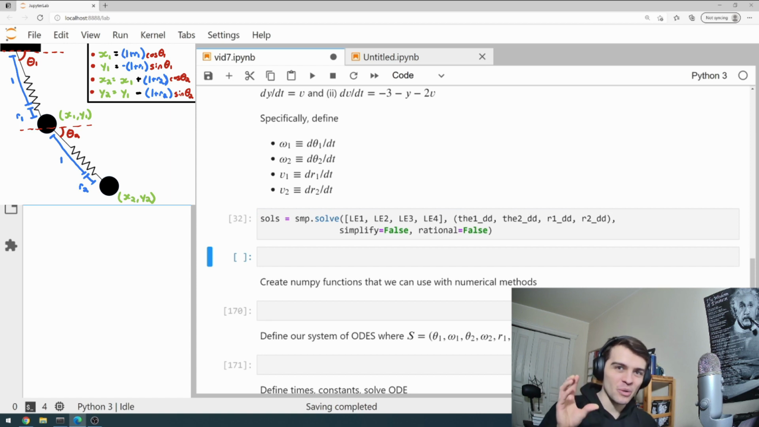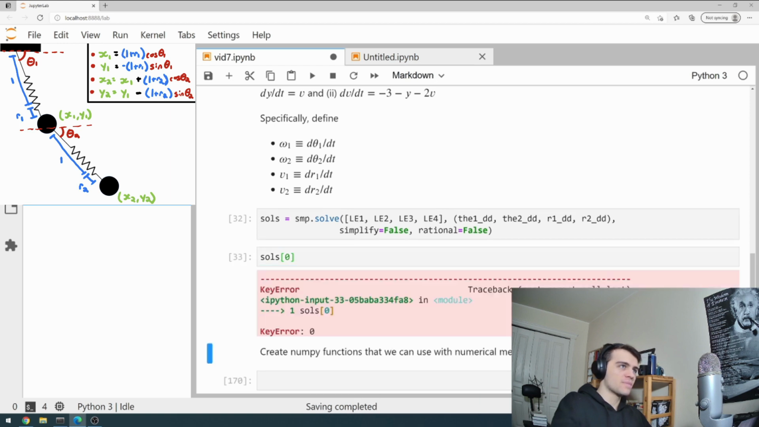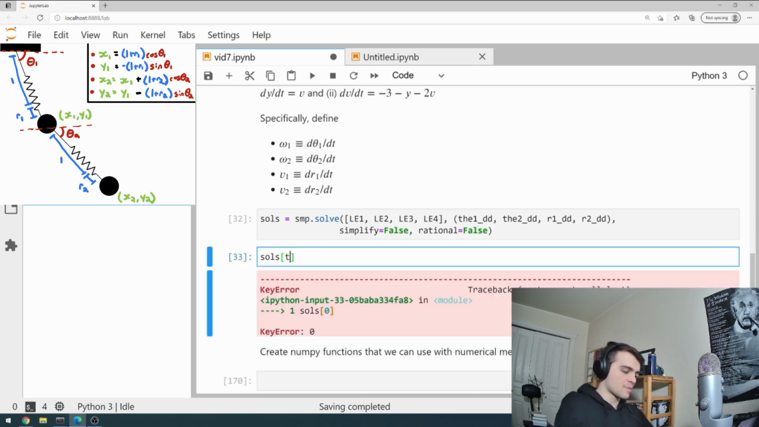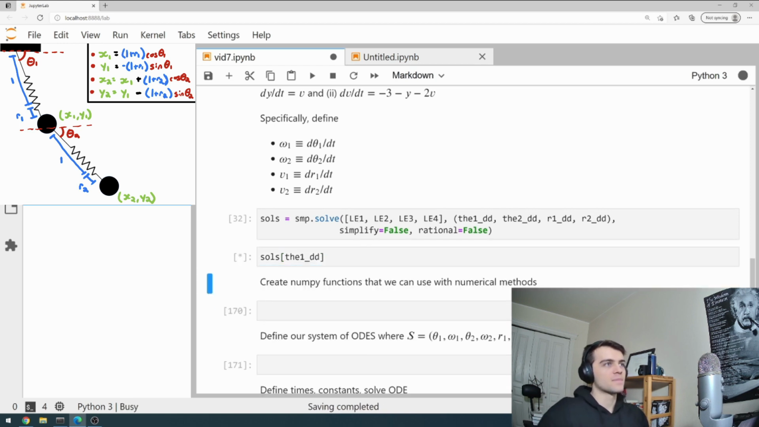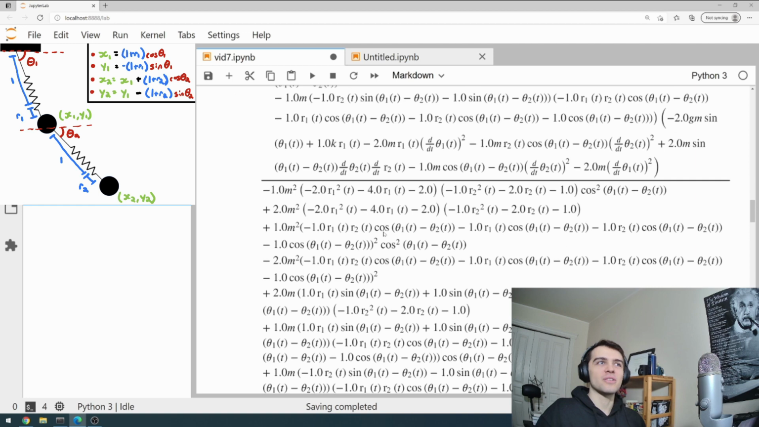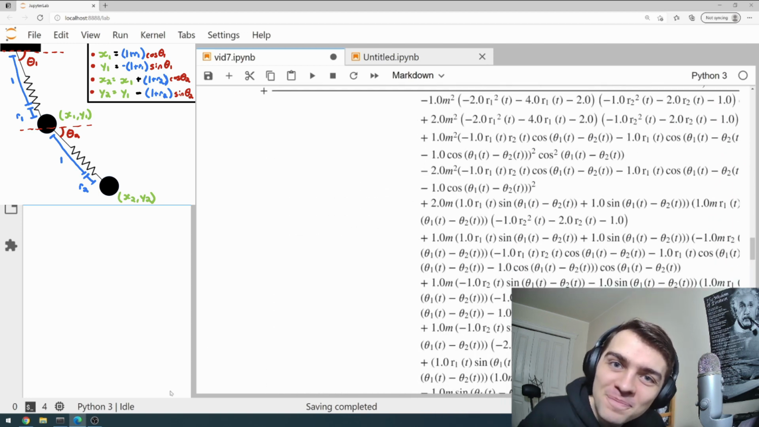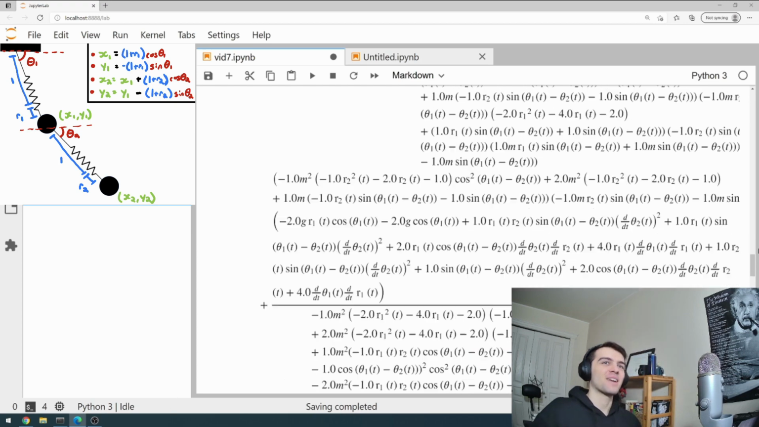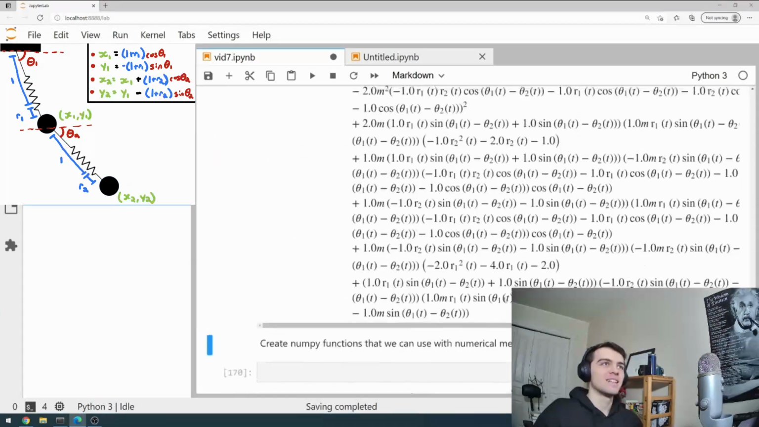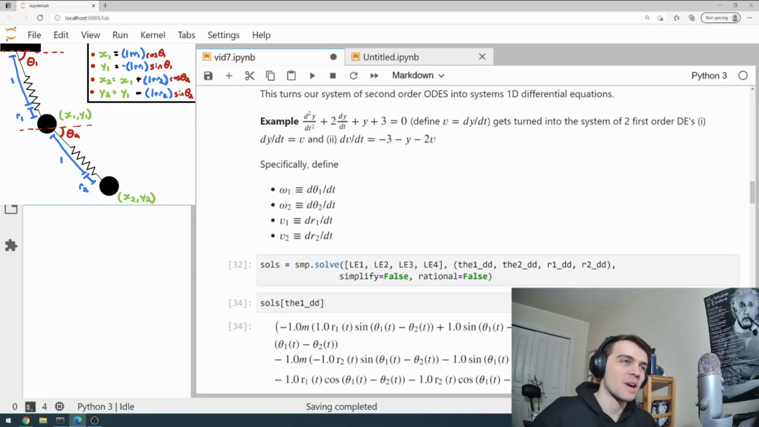Now, this is really where you see this is impossible to do on paper. Watch this. I take my first solution. And I have to index, by the way, with the variables. So I say, I want the solution for theta 1 double dot. Watch this. Look at this. And let it load. Do you think that you're going to deal with this? Do you want to be doing that on paper? I don't think so. Look at this. It's making my computer lag. Disgusting. Sympy. Huge expression.